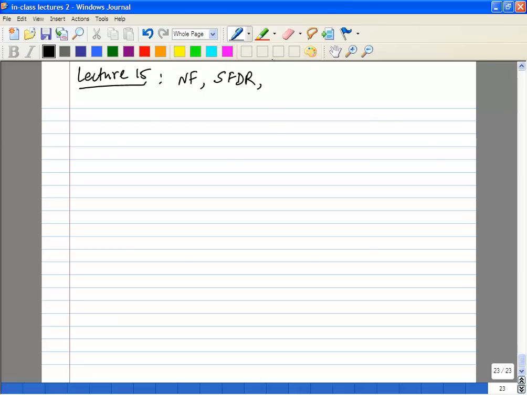Okay, so right now we'll just do this. And we'll also look at SFDR. What is the dynamic range of the system? In the case of RF circuits, it's called spurious free dynamic range. We'll look at the definition of that. But first, let's start off with cascaded noise figure.